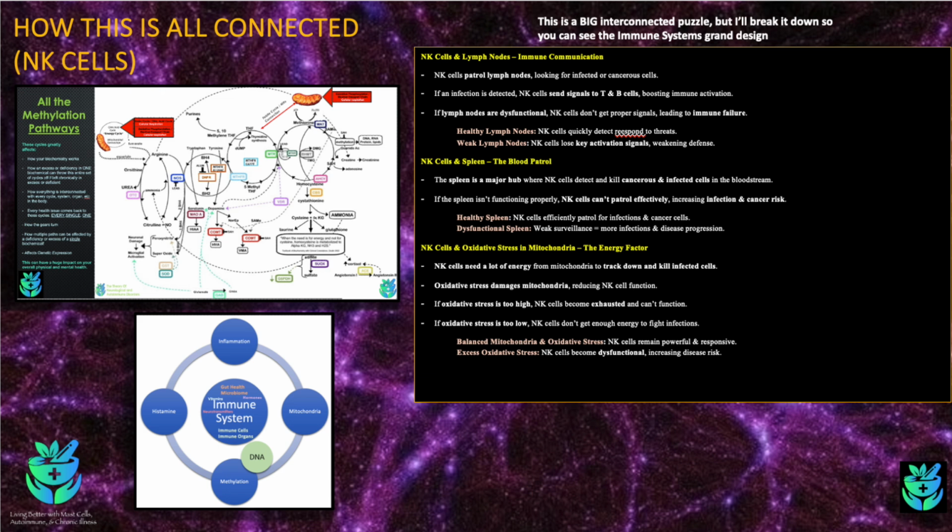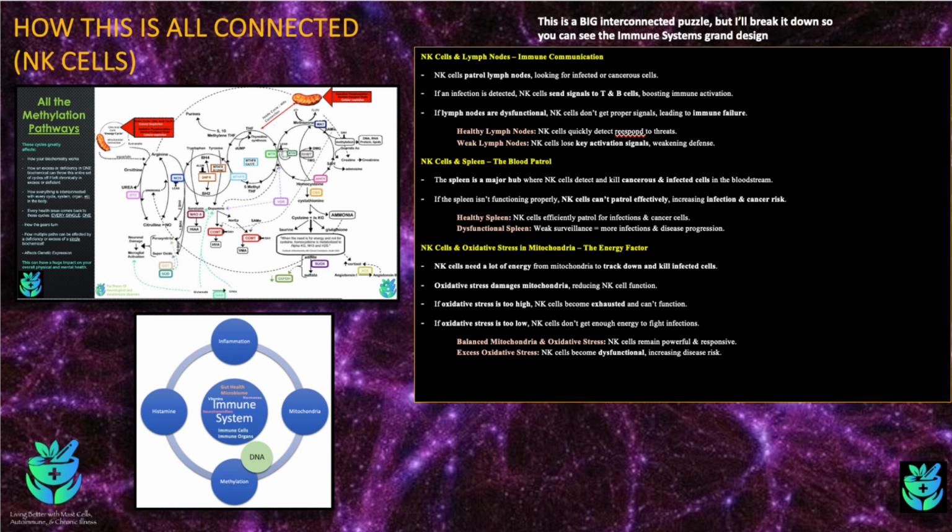Natural killer cells patrol lymph nodes looking for infected or cancerous cells. And if an infection is detected, natural killer cells send signals to B and T cells, boosting immune activation. If lymph nodes are dysfunctional, the natural killer cells don't get proper signals, leading to immune failure. So with healthy lymph nodes, the natural killer cells quickly detect and respond to threats. With weak lymph nodes, your natural killer cells lose key activation signals, which weakens your defense.